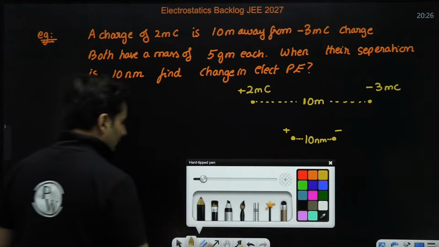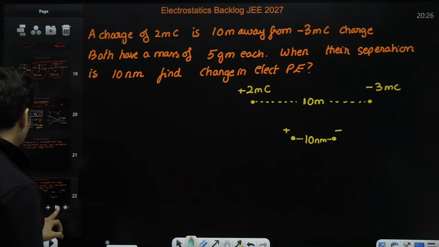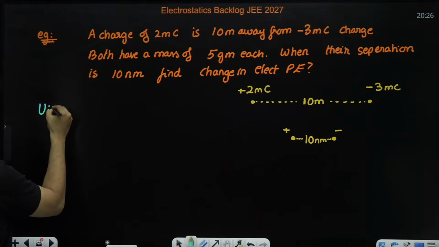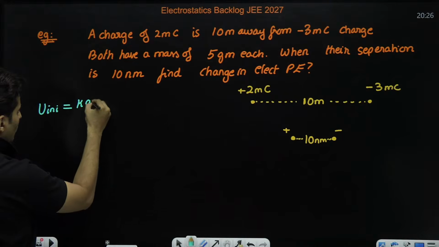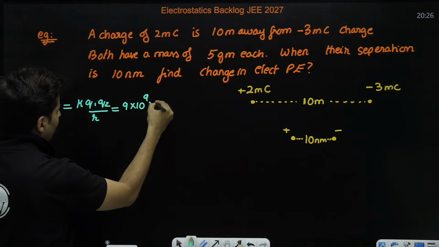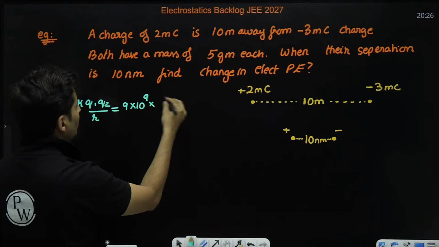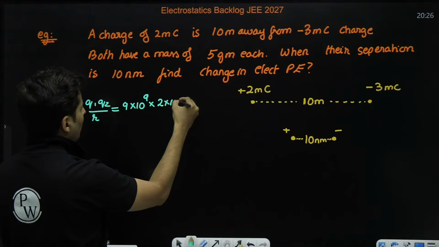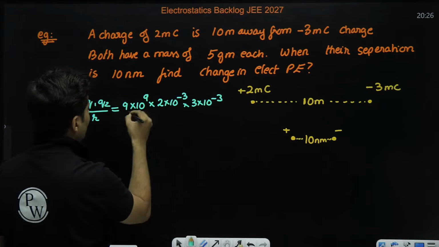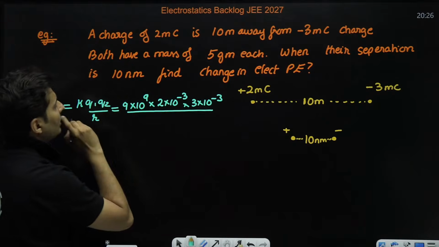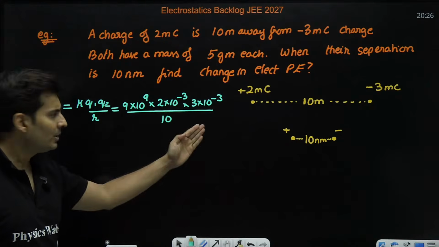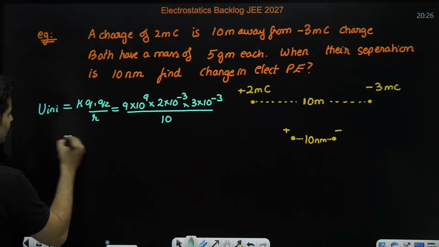So let's focus, guys. First of all, if you calculate initial potential energy, it will be Coulomb constant times Q1 Q2 divided by R. Coulomb constant is 9 into 10 to the power 9. Charge 1 is 2 millicoulomb, so 2 into 10 to the power minus 3, into 3 into 10 to the power minus 3. Whole thing divided by what is the distance? 10. So just divided by 10. This is the formula that I will be using, nothing more, nothing less. So what is this value going to be?